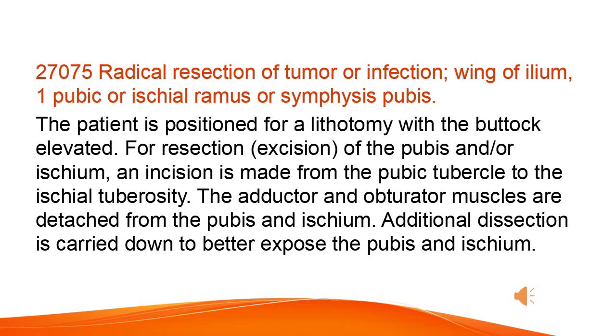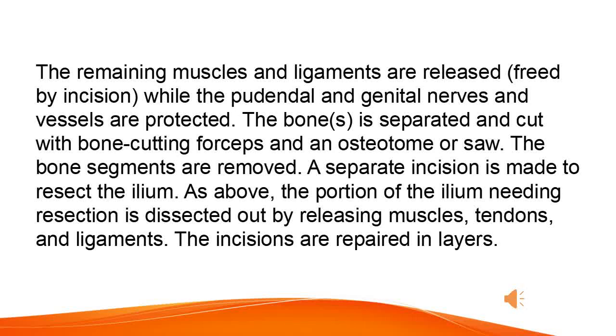The adductor and obturator muscles are detached from the pubis and ischium. Additional dissection is carried down to better expose the pubis and ischium. The remaining muscles and ligaments are released, freed by incision, while the pudendal and genital nerves and vessels are protected. The bone is separated and cut with bone-cutting forceps and an osteotome or saw. The bone segments are removed.